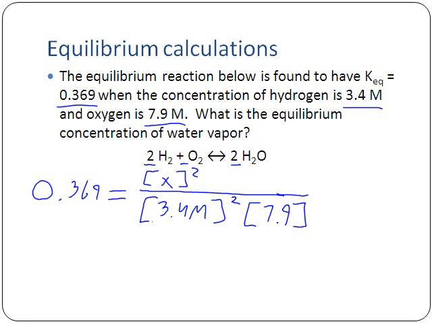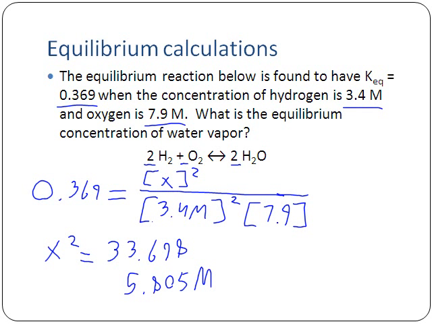Let's isolate x squared first. So we'd say 0.369 times the 3.4 squared, and then times the 7.9. Doing that, I get 33.698. At this point, since it's x squared, we want to find what that concentration is. We just have to take the square root of that. And so we take the square root of our answer there, and I get 5.805. The unit, since this is a concentration, is molar.